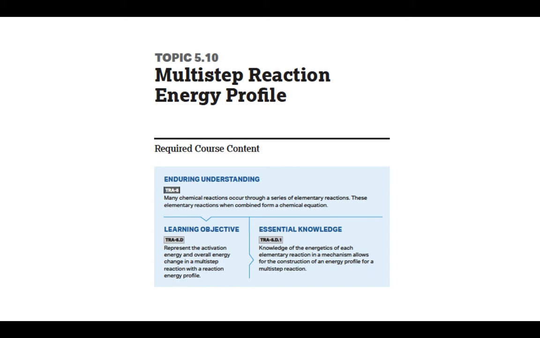Multi-step reaction energy profile. If there's more than one step, you would expect to see activated complexes for each step. And the rate determining step would have the highest peak, or the highest activation energy. So if you had 3 steps, you would have 3 peaks. And if the second step was the rate determining step, then the middle peak would be the highest. That's kind of the idea behind this. You should be able to identify whether or not that rate expression and the energy profile are matching.